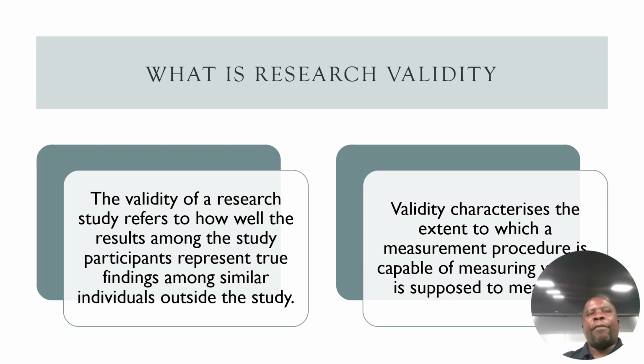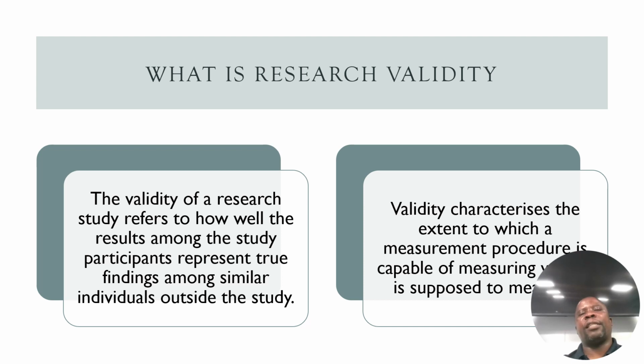Then research validity, from a findings point of view, refers to how well the results or the findings of a group or of a participant represent the findings among similar individuals outside the study. And here we are referring to the target population, the people that are not part of the group. We are mainly concerned about this type of validity in the event that we want to generalize our findings.